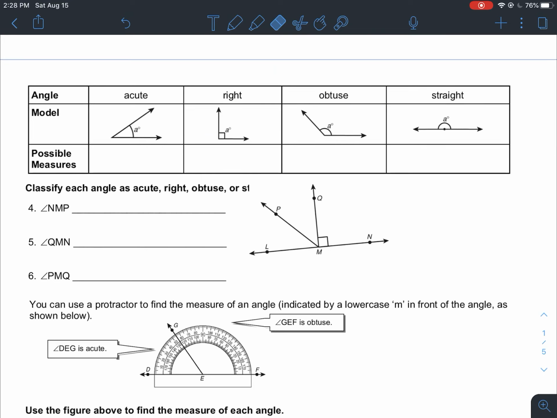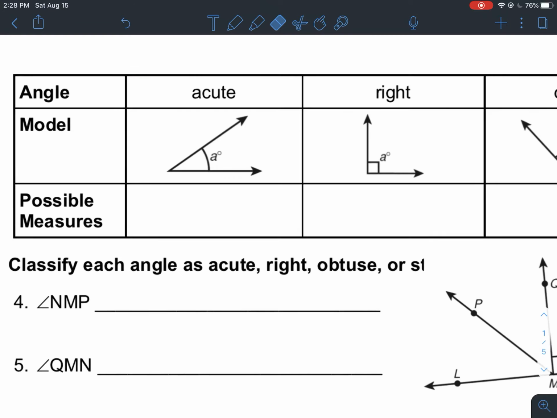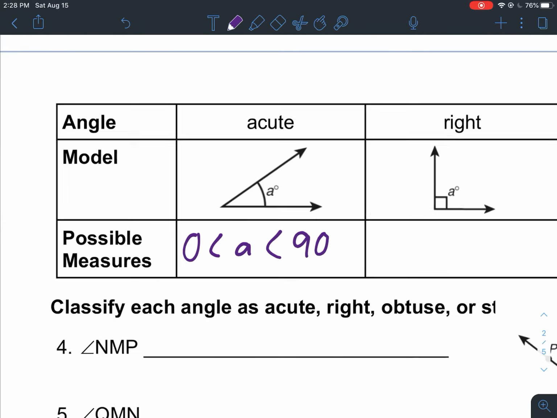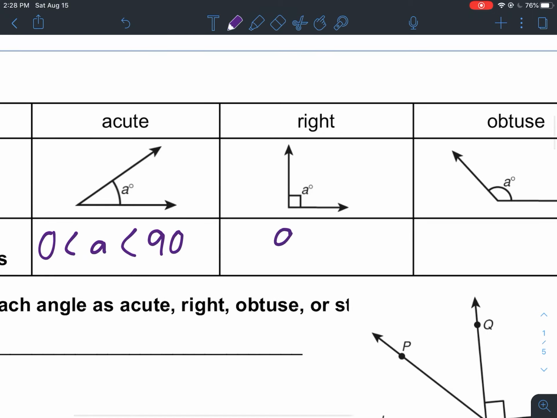Next thing here, you probably know this, you've probably learned this before, but just in case you have not, let's just clarify what these types of angles are. An acute angle can be anywhere from just above 0 to just below 90. Can it be 0.1? Yes, it can. Can it be 89.99? Yes, it can, as long as it's not 90. Because if it is 90, we call that a right angle.